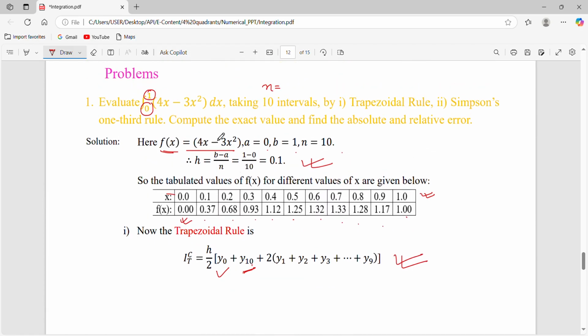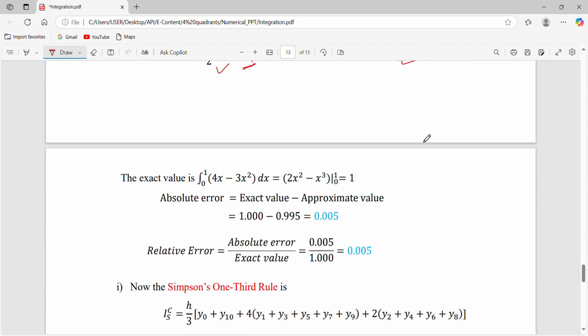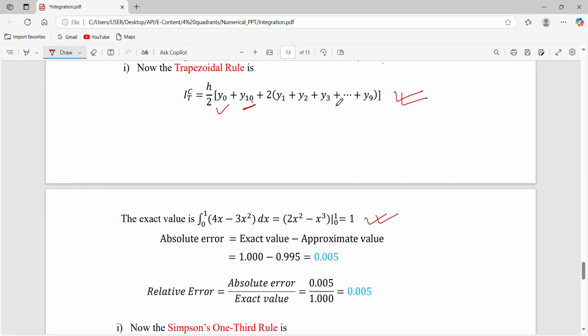Next part is to compute the exact value and find the absolute and relative error. Exact value means just direct integration. So this is your direct integration, and the absolute error is exact value minus approximate value. The approximate value is the calculated value. So absolute error equals exact value minus this one, and you will get 0.005. This is your absolute error.